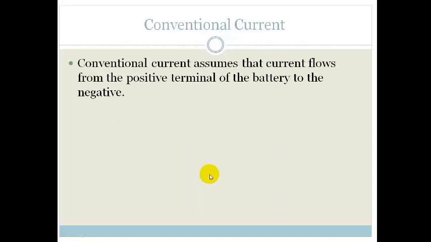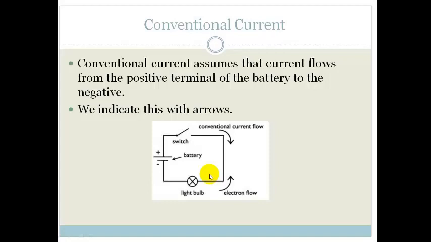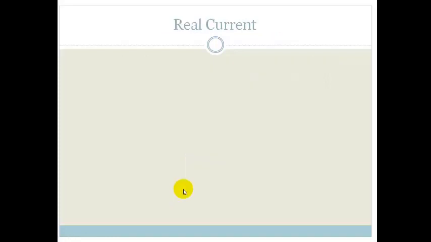Right, conventional current. Conventional current assumes that the current flows from the positive terminal of the battery to the negative. We indicate this with arrows. Sometimes they'll ask you to draw a circuit and indicate the conventional current. If you look carefully, you can see that this is the positive end of the battery. We know this because it's the long one. And the conventional current will be traveling from positive to negative. Okay, so that is the conventional current.